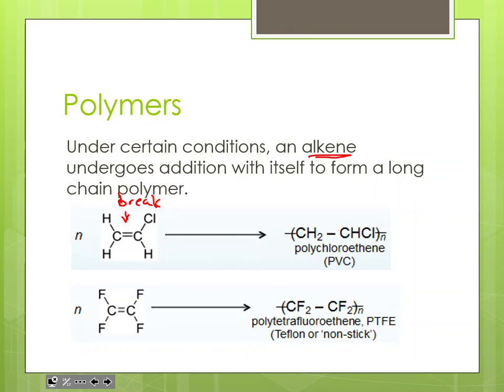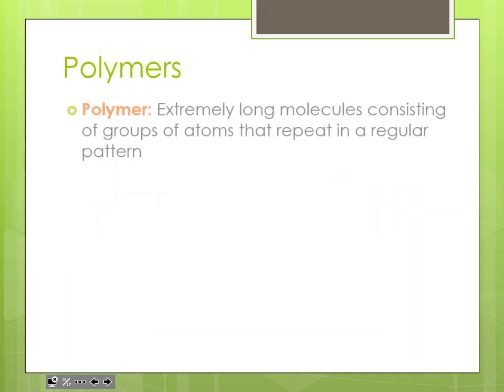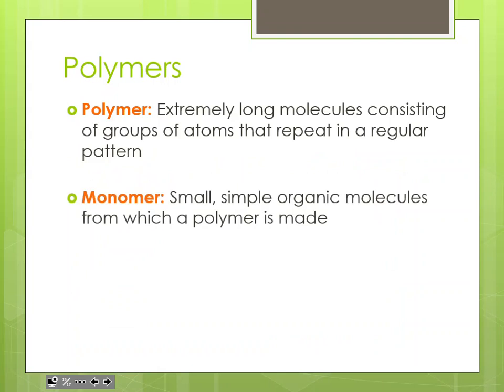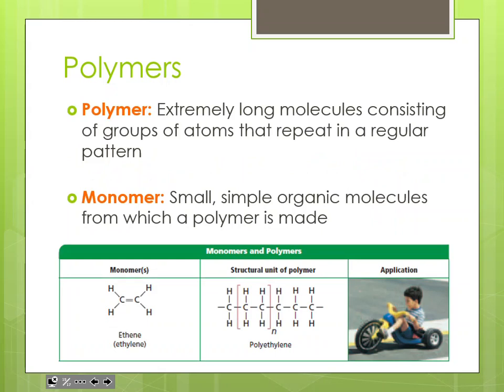But the monomer is going to be the alkene that has a double bond. You break that and add it to the chain, and then you get your polymer. So let's take a look at one of these. Polymers are extremely long molecules consisting of groups of atoms that repeat in a regular pattern. The monomer is the small, simple organic molecule from which it's made, and the alkenes are the ones that make the plastics that we're going to be looking at here. These are synthetic, man-made, not made by the natural world.